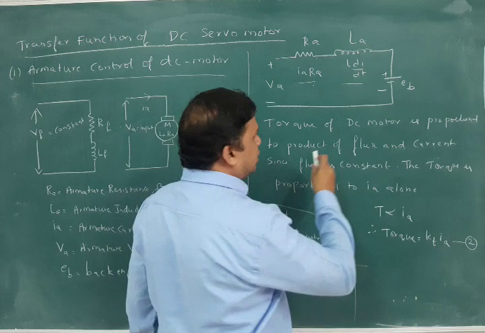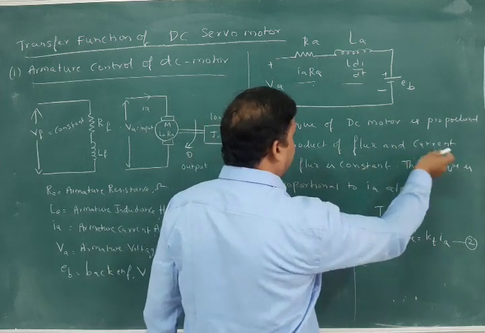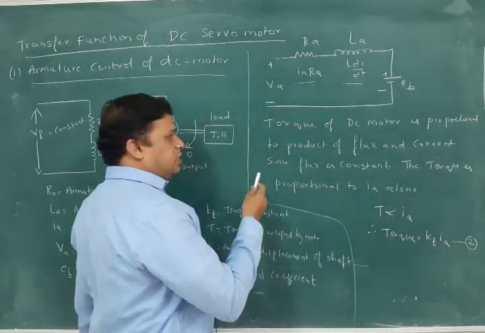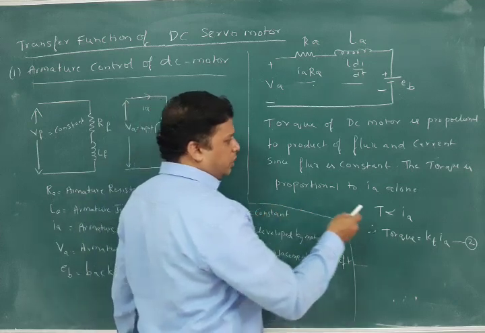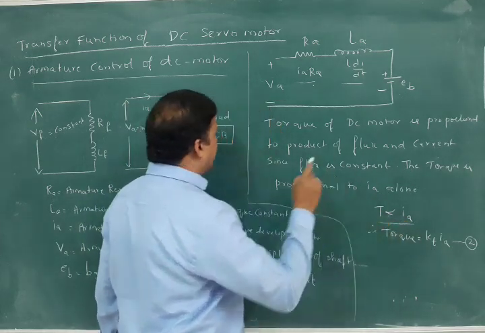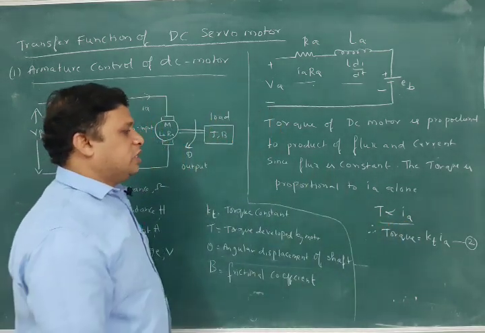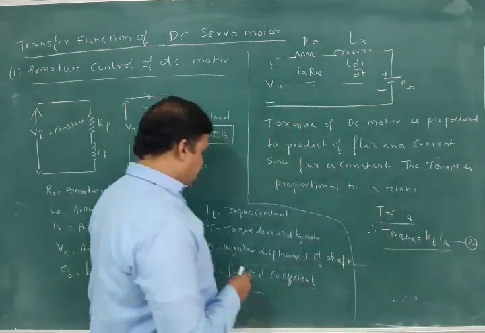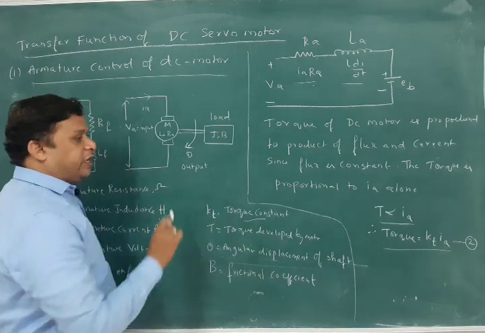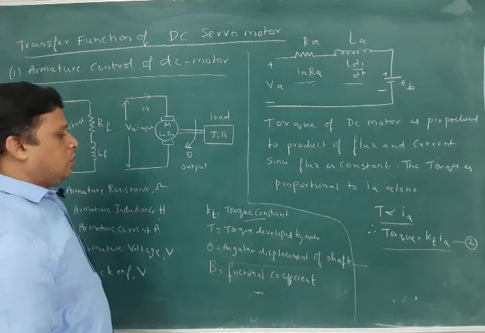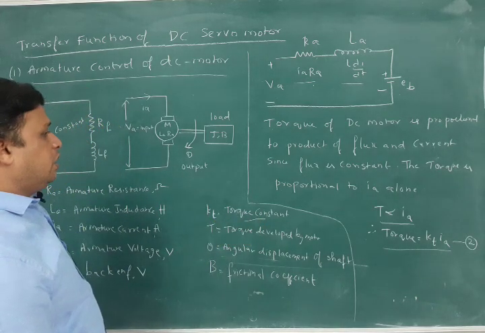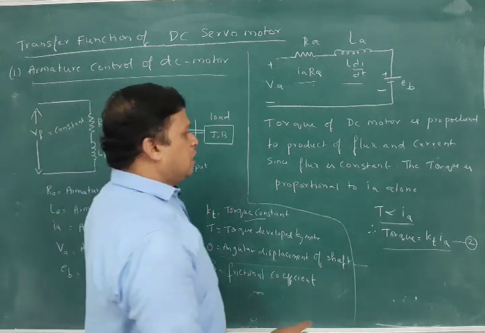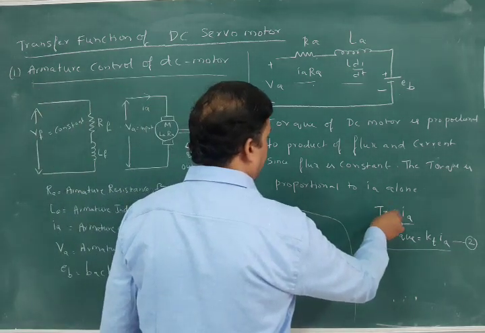The torque of a DC motor is proportional to the product of flux and current. Since flux is constant, the torque is proportional to the armature current. As I already said, torque is proportional to the armature current. Therefore, we can write torque T equals Kt into Ia, where Kt is the torque constant. So, we have this equation representing torque T proportional to Ia. Okay.